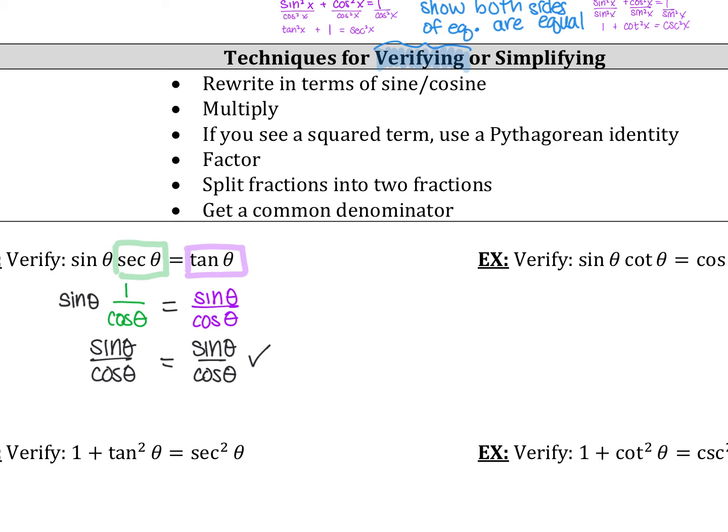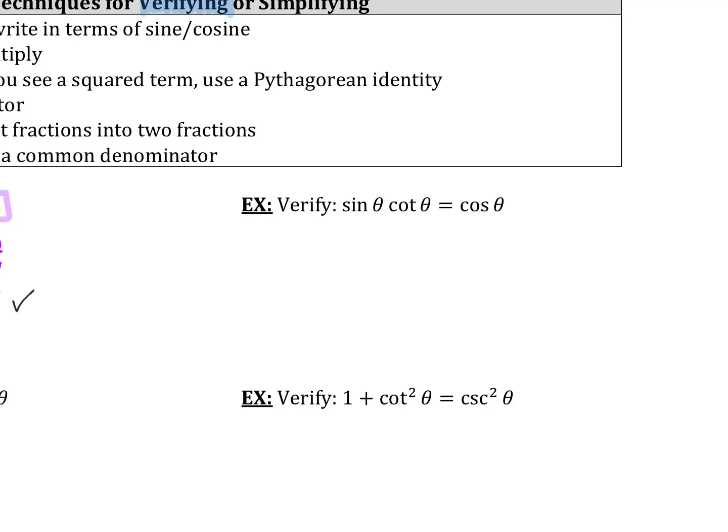You try this next one. Sine theta cotangent theta equals cosine theta. See if you can verify that trig identity. All right, what might you change on this one? I would start with the cotangent. If you were to rewrite cotangent, one over tangent or cosine over sine. I like rewriting it in terms of sines and cosines. I think it's a little bit easier. So we have this sine of theta times cosine theta over sine theta equals cosine theta. Now everything's in terms of sines and cosines. What happens here?